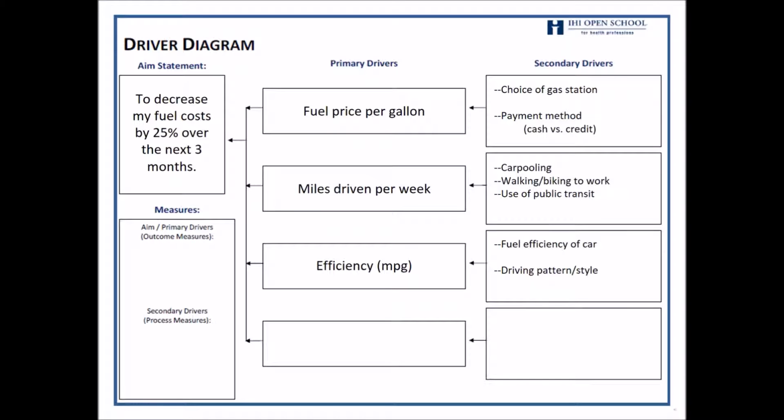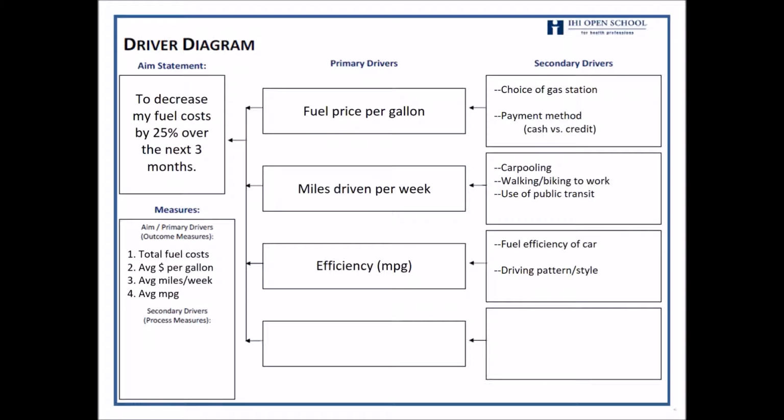So if we think about some of our outcome measures for this project, things that we can measure related to our outcome would be our total fuel costs, our average price per gallon that we're paying, our average miles driven per week, or our average fuel efficiency, or average miles per gallon. As you see, those things are measures of things directly related to our AIM statement or to our primary drivers. Those primary drivers are big overarching factors that we have to influence to achieve our goal.